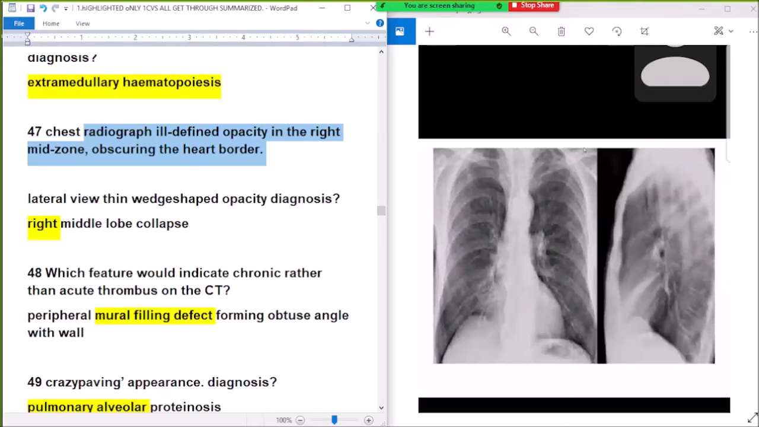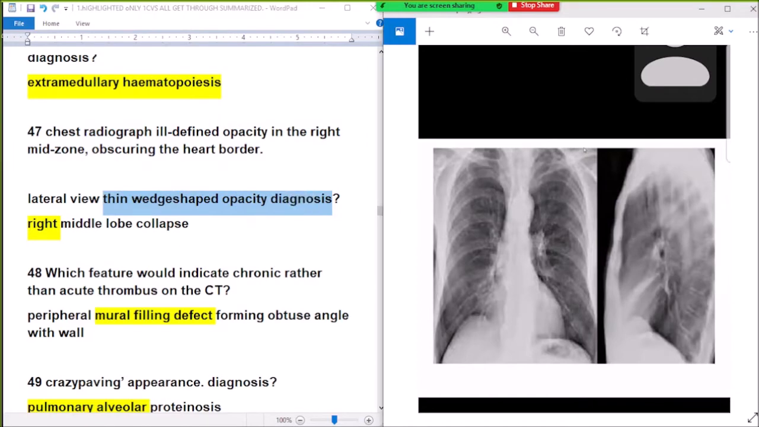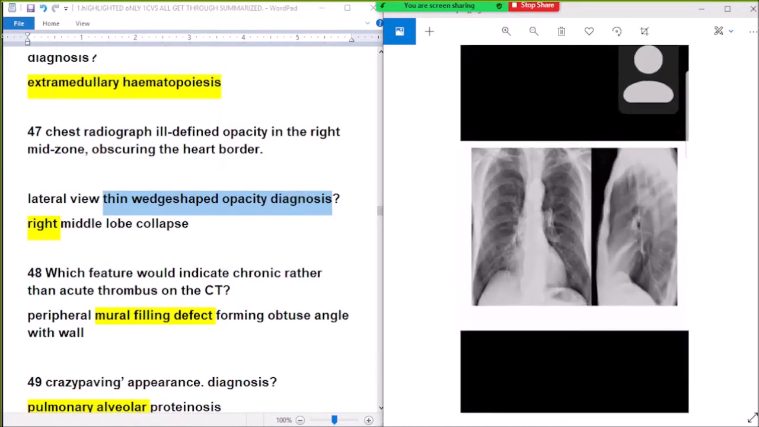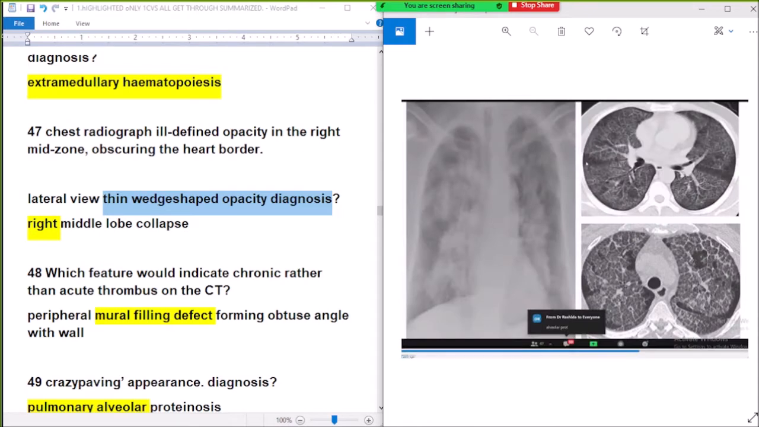The chest radiograph shows ill-defined opacity in the right mid-zone, obscuring the right heart border. Left review shows thin wedge-shaped opacity. Diagnosis: right middle lobe collapse.